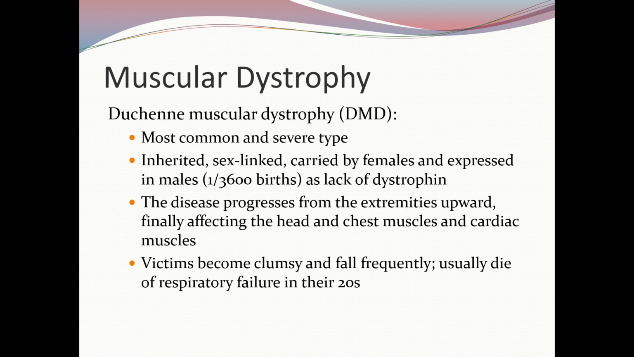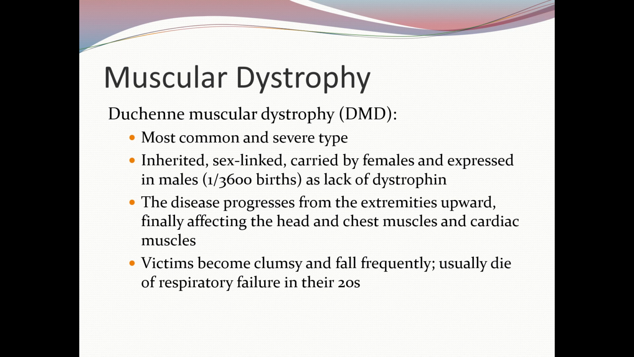So the disease will progress from the extremities upward, so from the arms and legs upward, finally affecting the head and chest muscles and cardiac muscles. Victims become clumsy and fall frequently, and usually die of respiratory failure in their 20s.